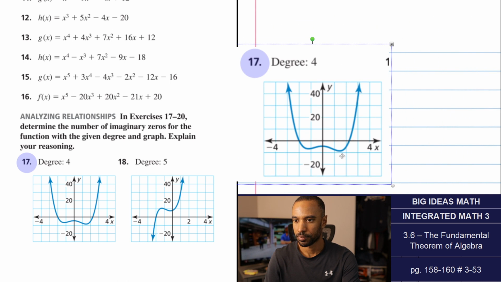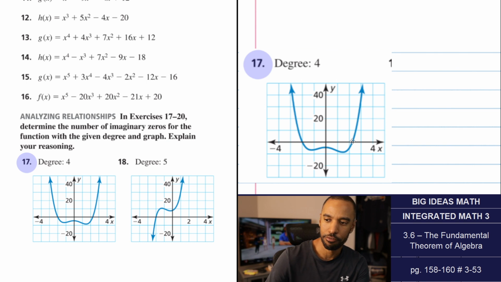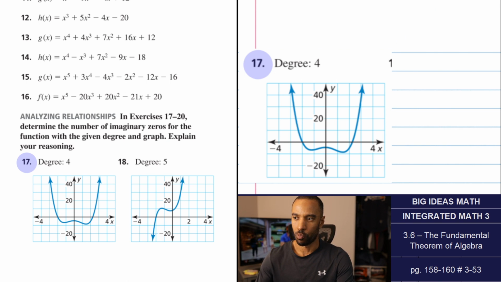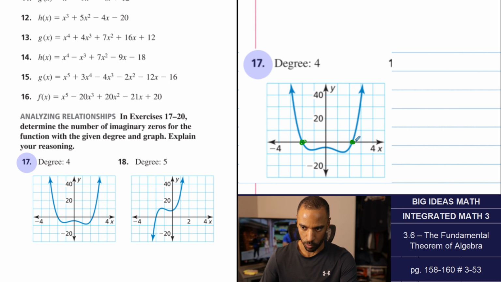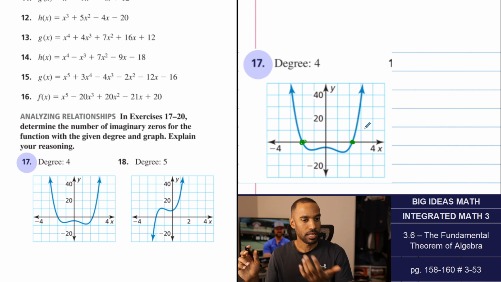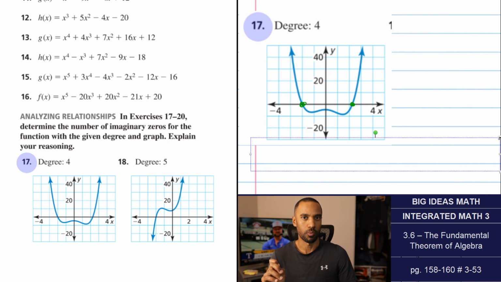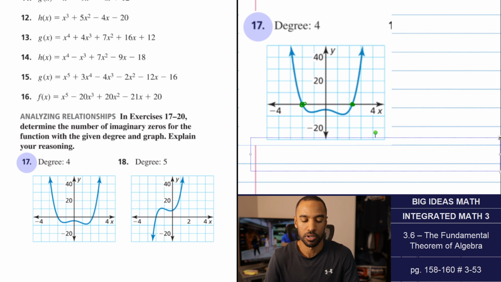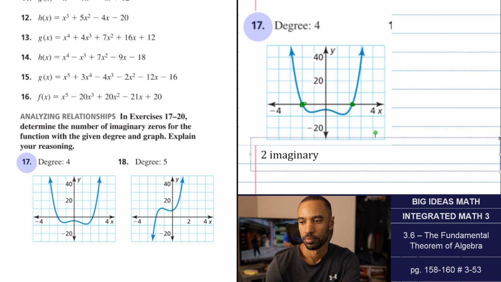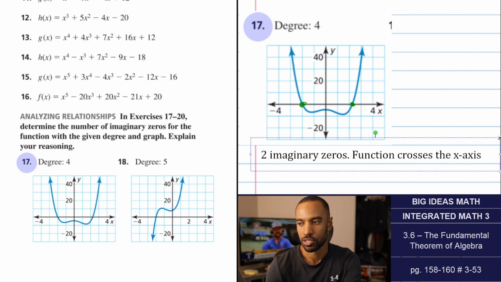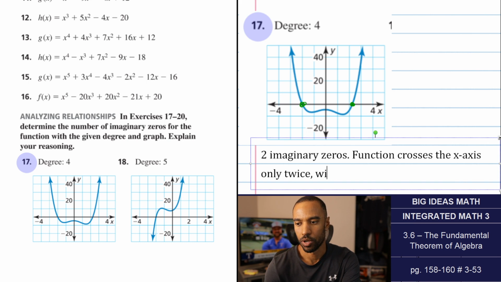How about that? All right, number 17, it's a degree of 4, but it only crosses the x-axis twice, and the way it crosses the x-axis is linearly. That means these are degrees of 1 where it crosses through. That means this has 2 real zeros of multiplicity 1, and a degree of 4 means it needs 2 imaginary zeros. So, is that all they asked for? Determine number of imaginary zeros. Now, remember, imaginary zeros always have to be an even number, so something went wrong if they're not. 0, 2, 4, 6, whatever. So, 2 imaginary zeros. Function crosses the x-axis only twice, each with multiplicities of 1.